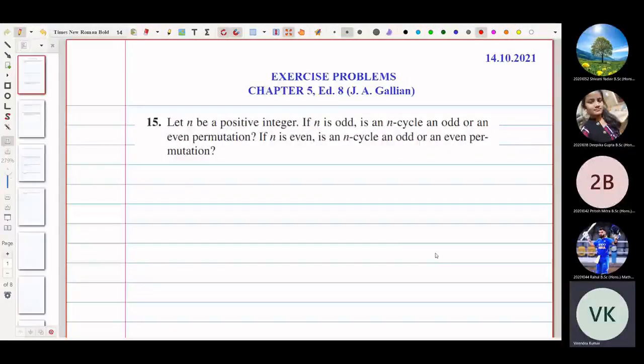Welcome once again. Today we are going to continue our discussion on the solutions to the quiz exercise problems of chapter 5 from Gallian's book, edition 8. In the last class, yesterday, we discussed the solutions to questions 1 to 11.